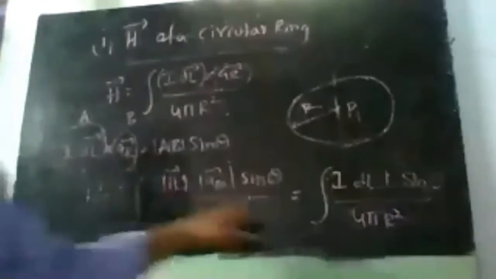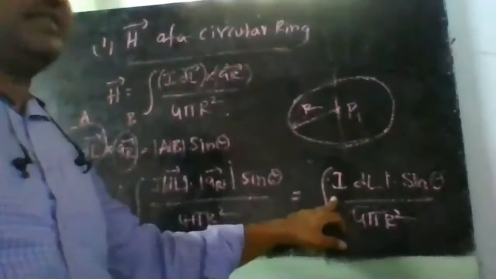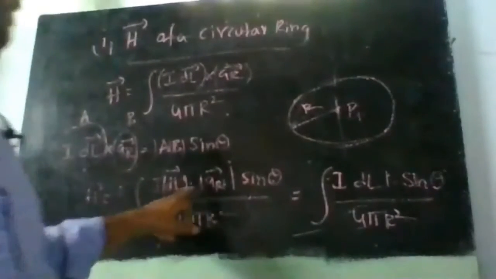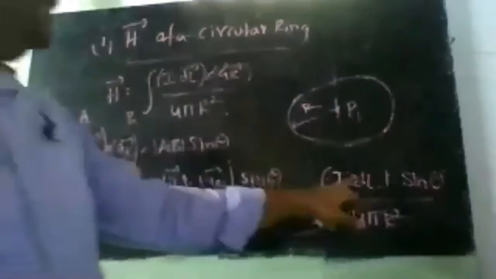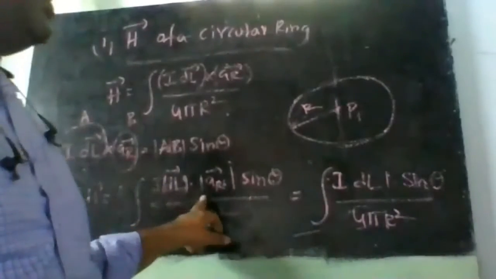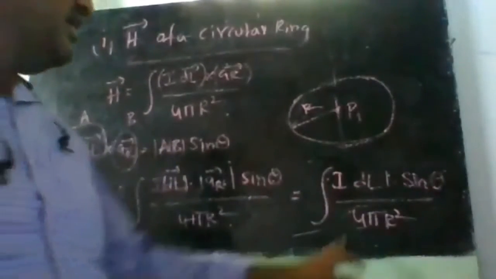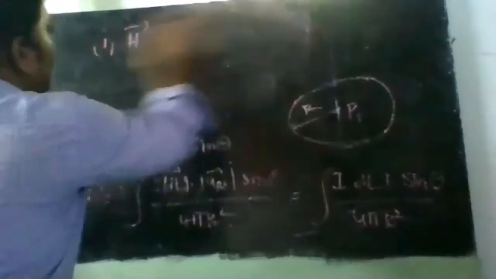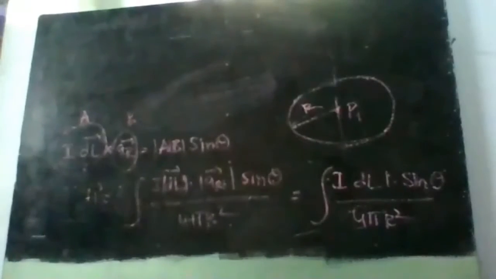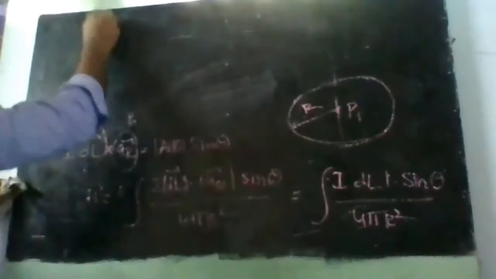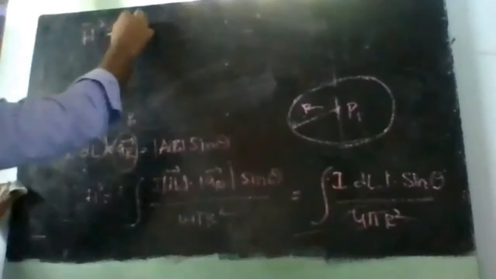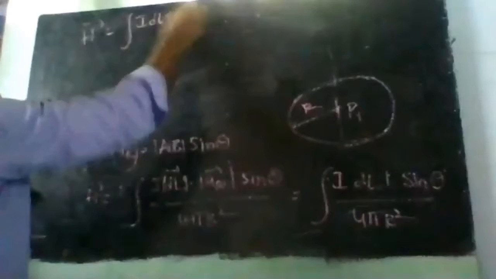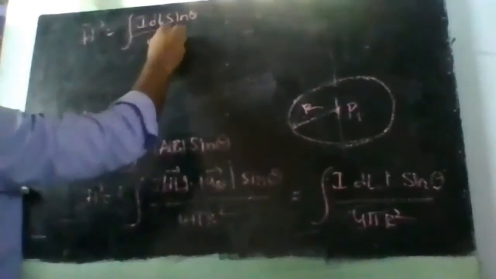So I will remain as it is. I is a constant, the current flowing through the conductor. Modulus of dL bar is nothing but dL, and modulus of aR bar is 1, into sine theta divided by 4 pi r square. Continuing from there, H bar is equal to the integral of I dL sine theta divided by 4 pi r square.